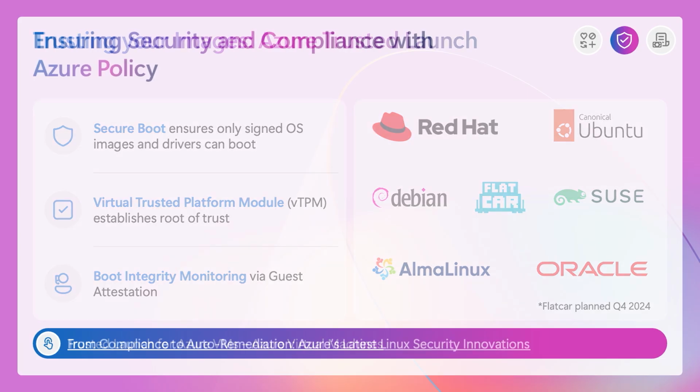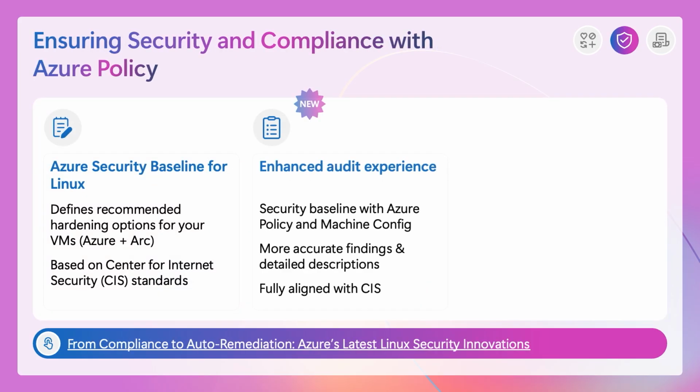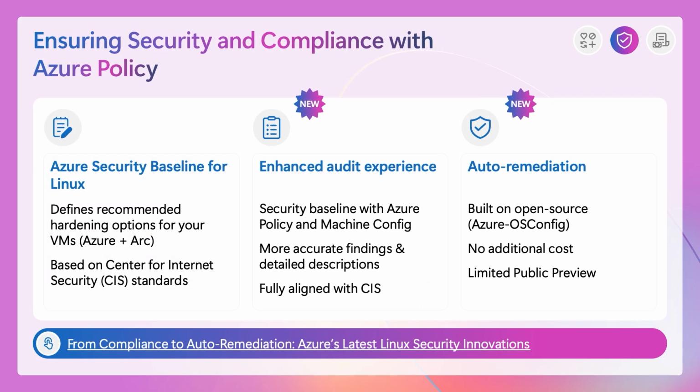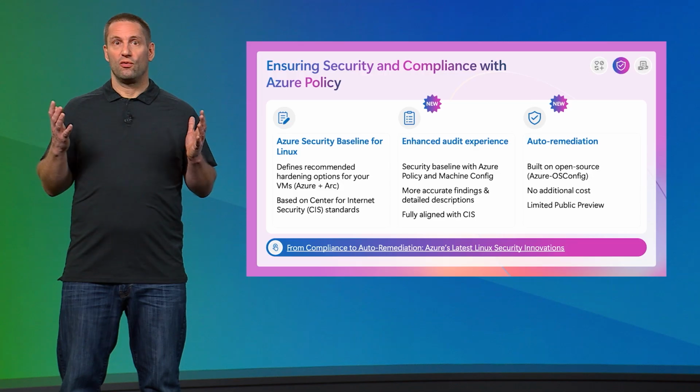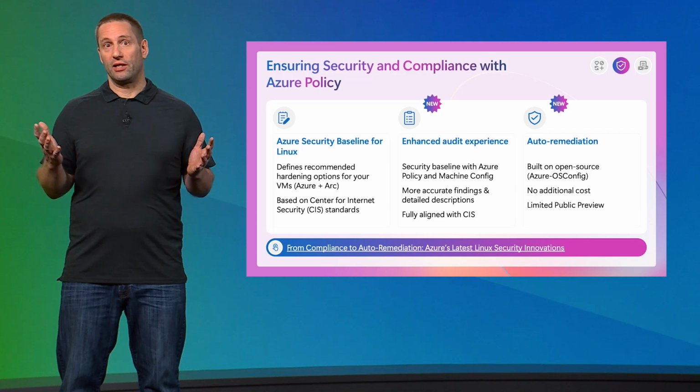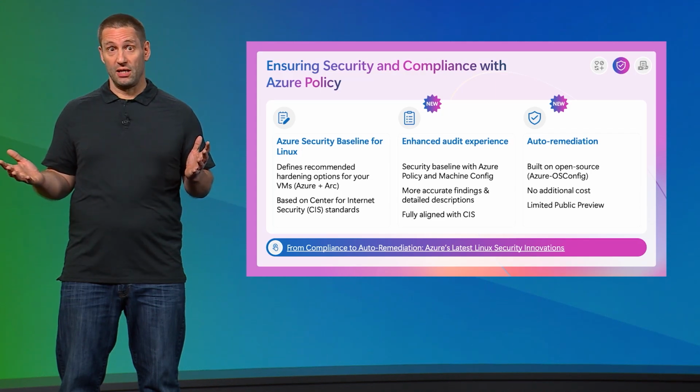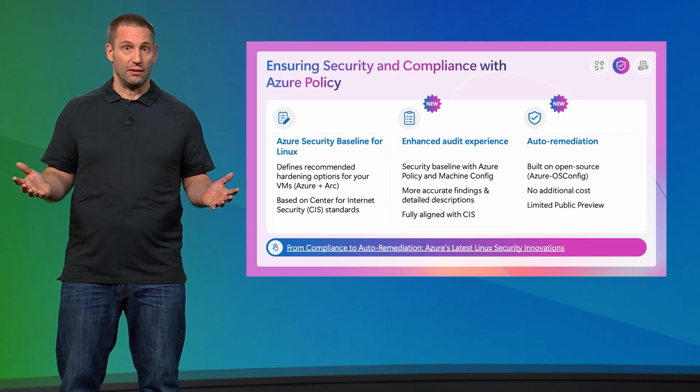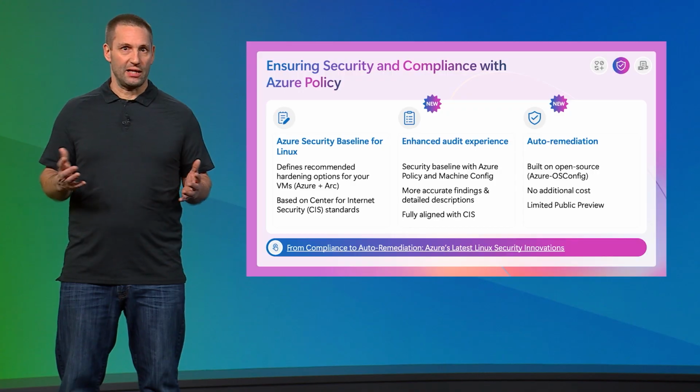We also provide a secure baseline for Linux in Azure so you can audit conformance to a subset of the CIS standards. We announced Secure Baseline at Ignite last year with an enhanced audit experience that is now fully aligned with CIS. Next up, we have auto remediation. We open source the code, enabling collaboration both across the company and with the broader Linux community. Let's take a look at some of the highlights.